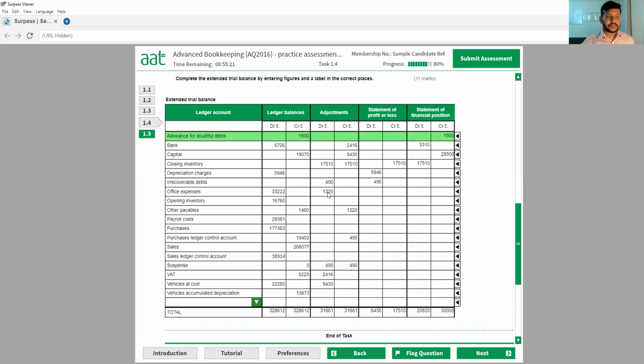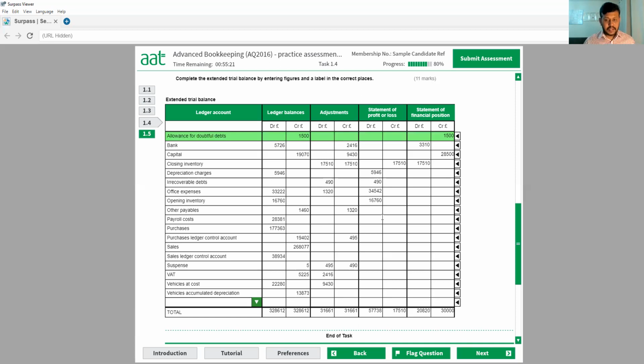This will give us the total expense for the office expense for the profit and loss account. And that is how much? 34,542. Thank you. Then we have an opening inventory. Remember, opening inventory is always a debit on the profit and loss account. That is 16,760. All right. Not 19, it is 16.